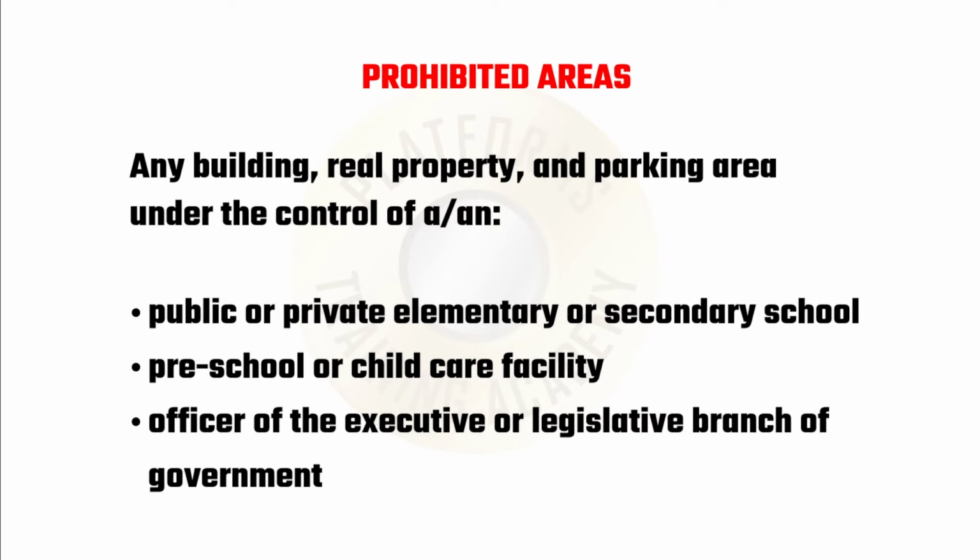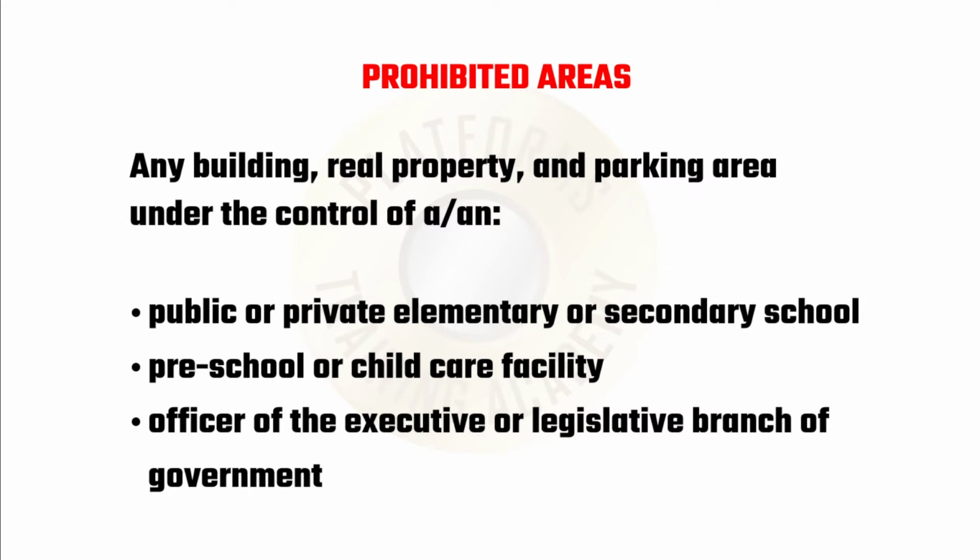Prohibited areas. Anywhere that you cannot carry a concealed firearm, and these locations are going to include any building, real property, and parking area under the control of any of these locations. The first one being a public or private elementary or secondary school, which is anything that's kindergarten through 12th grade. Then on the other side, you have preschool or child care facilities. Even a home-based child care facility is going to count as a child care facility. So, as the owner of that home, during the time that the home is a child care facility, you or anyone else cannot conceal carry inside of that home.